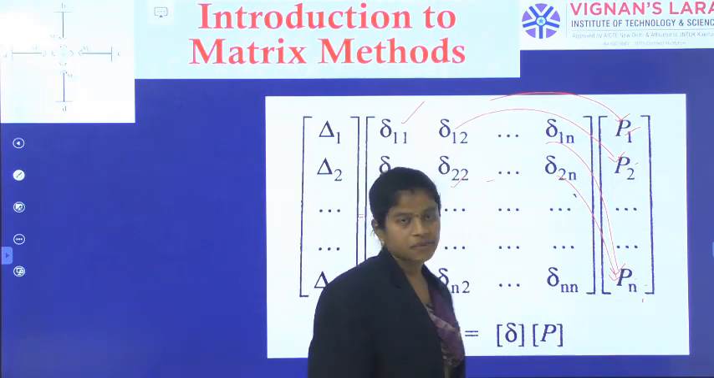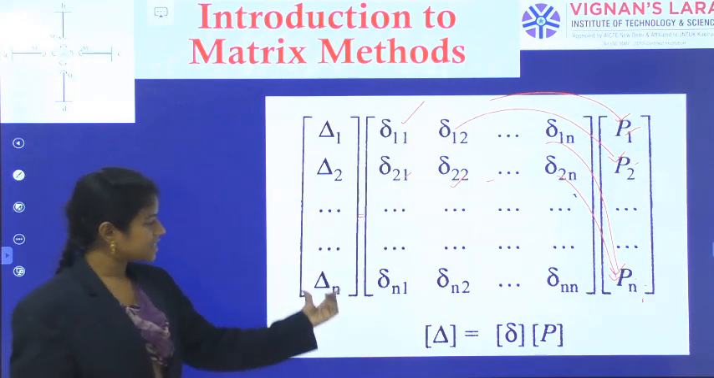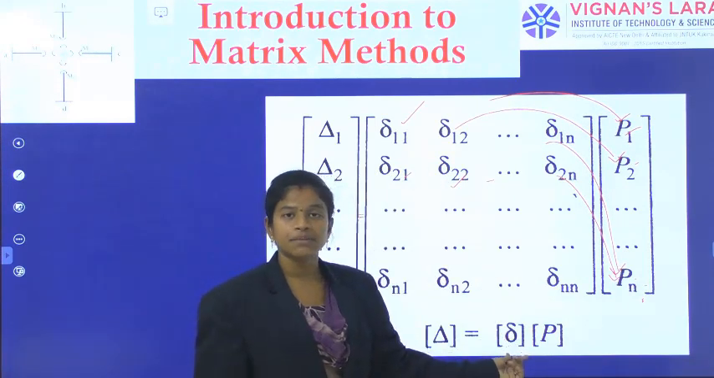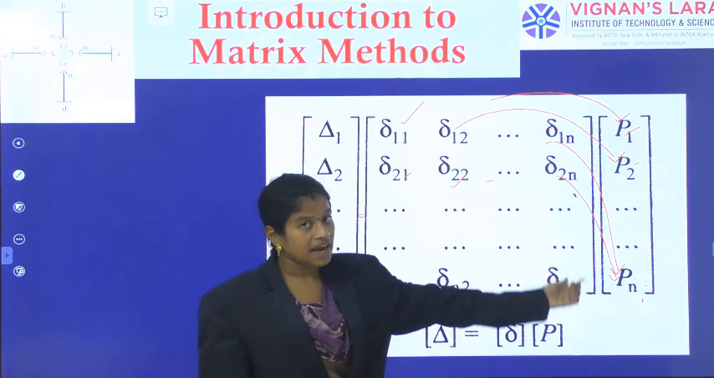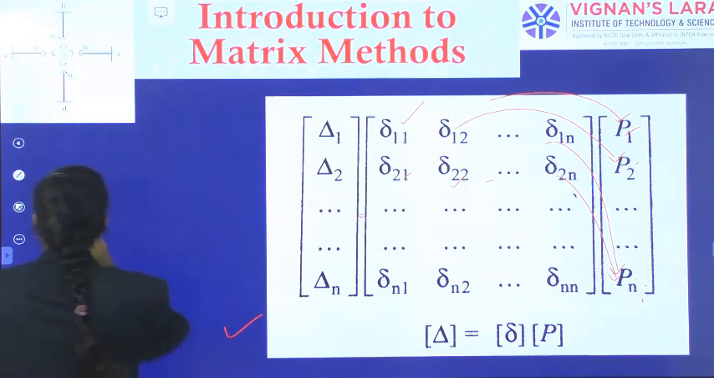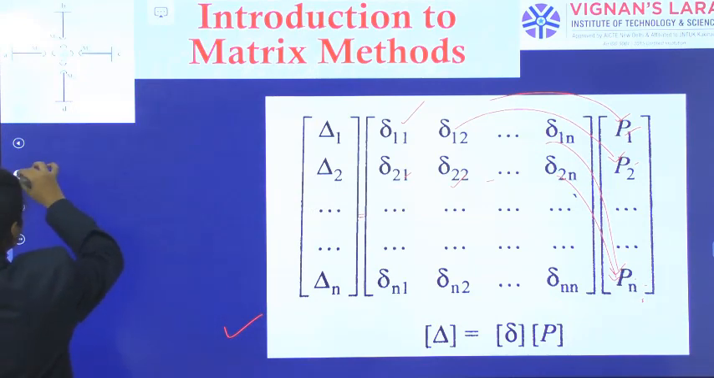Okay, the same order of this matrix will come out, and this is a delta matrix, the total deflection matrix. This is the flexibility matrix, a small delta matrix, and this is the force matrix. Okay, so in this way, the flexibility matrix equation we have got.